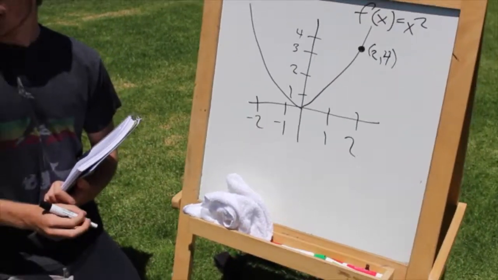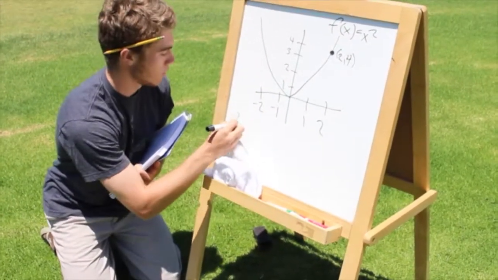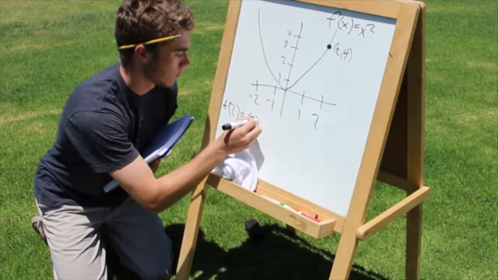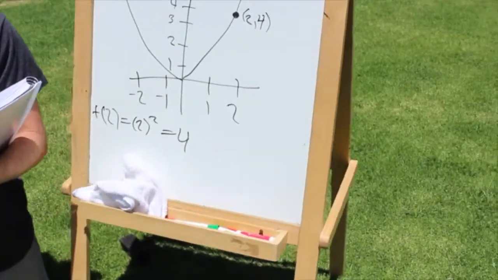How do you know that it's a closed circle? Because it's not undefined. When we plug in 2 for x squared, so 2 squared, we get 4. So that's how you know it's a closed circle, because it gives you a value that's not 0.